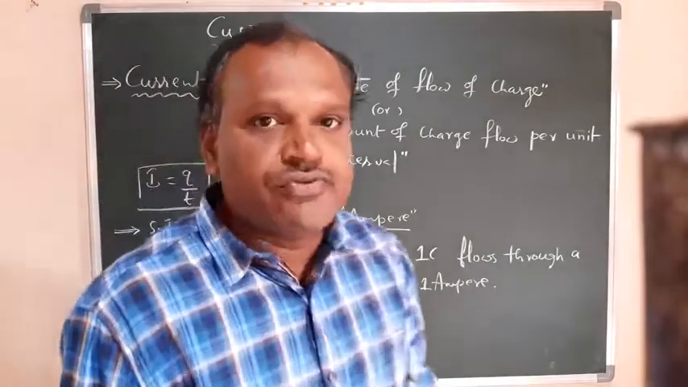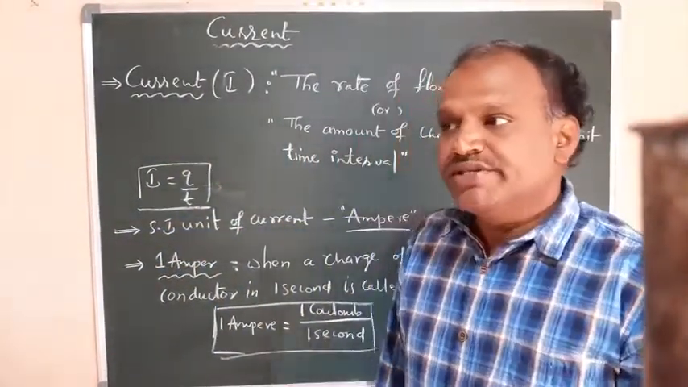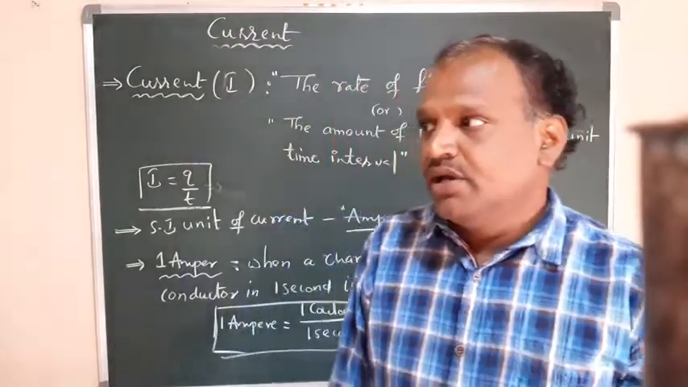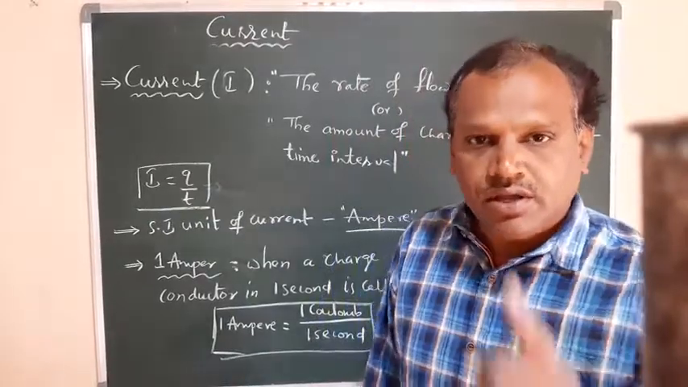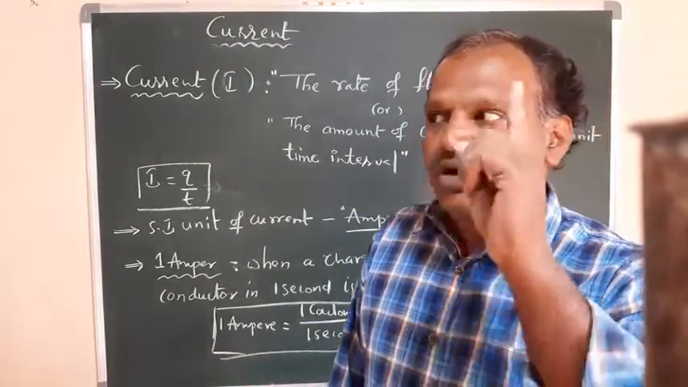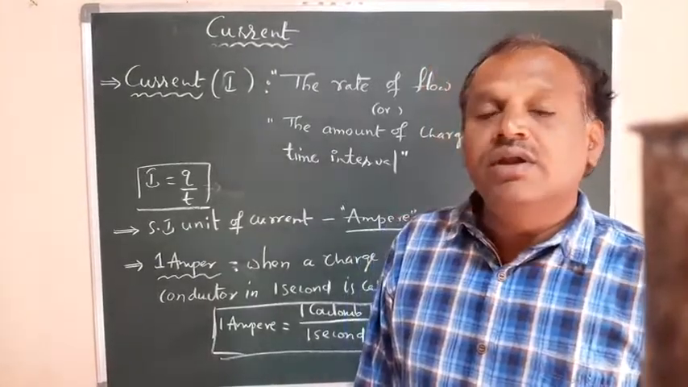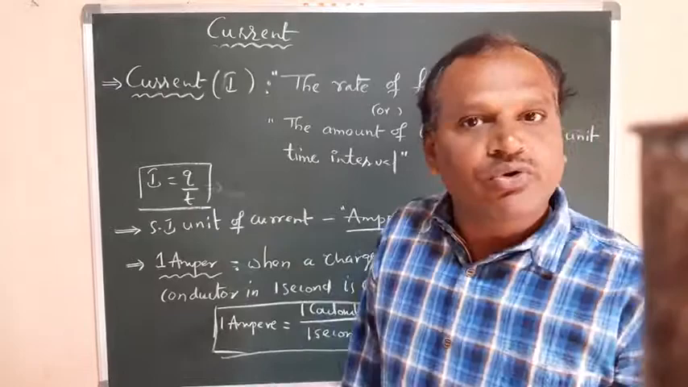So what is the SI unit of current? The SI unit of current is the ampere. And what is an ampere? It is when 1 coulomb of charge flows through a conductor in 1 second. Then we can say the current flowing through that conductor is 1 ampere. With this we conclude today's class.